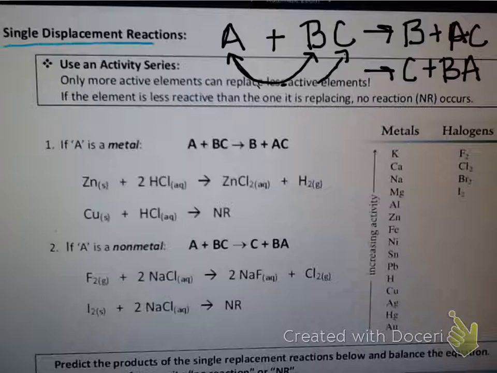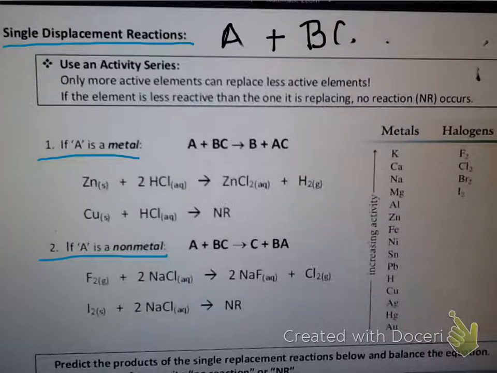Down here, for single displacement reactions, I've got two different types. It turns out that A is always going to be an element, and BC is going to be an ionic compound. So what is an ionic compound? An ionic compound always contains a metal and a nonmetal. So BC is always going to be ionic. B will be the metal cation, and C will be the nonmetal anion, with whatever their charges are. Because they could not only have a +1 charge, but maybe a +2 or a +3, -1, -2, -3. So an ionic compound is always a charged compound. The ions have charges, and overall it's neutral.